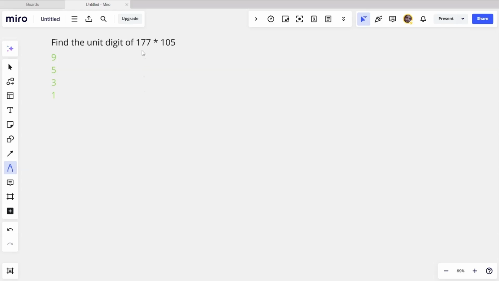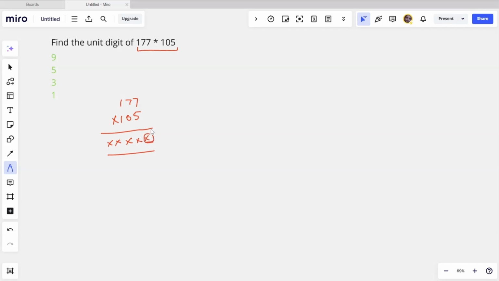So as you can see, this is our question. Find the unit digit of 177 into 105. If we solve this question by using conventional mathematics, what will be the steps? Firstly, we will write something like this: 177 into 105. And while we solve this, we will find some result, and the rightmost digit will be the unit digit.